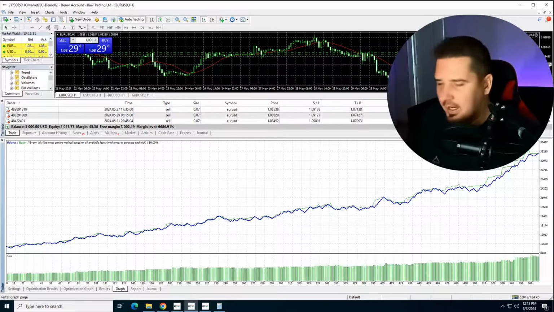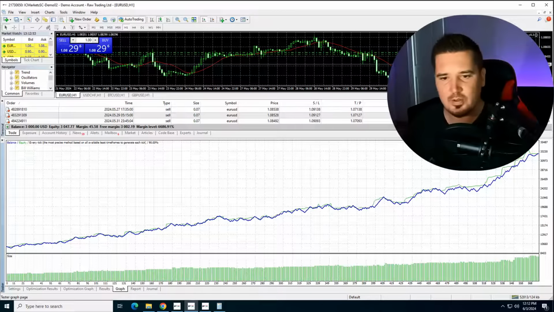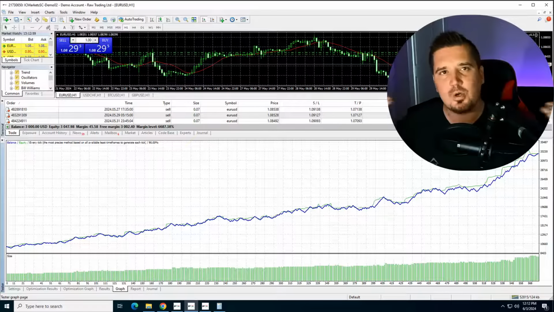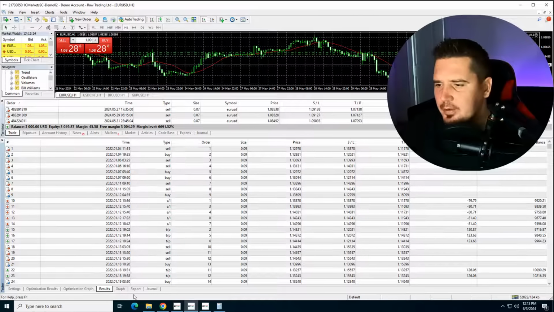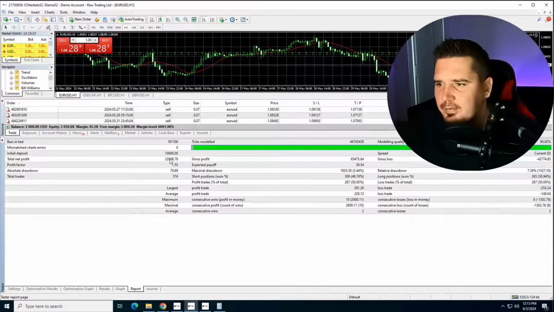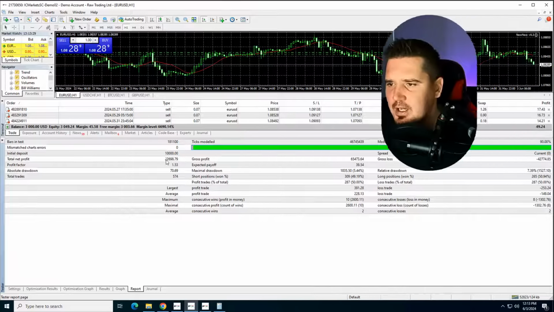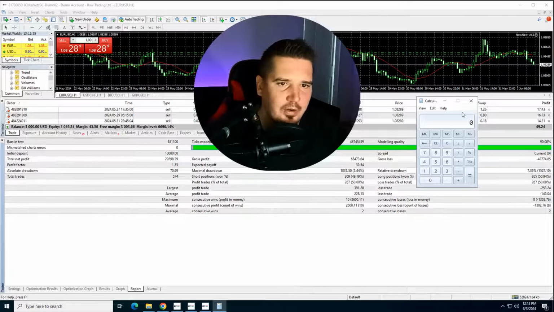The reason why I don't go back that far is because there were so many different economic conditions that we don't need to consider right now. And then if we just go ahead and do some rudimentary calculations over here, we've got 22,000. So this is a 220% increase in 30 months.